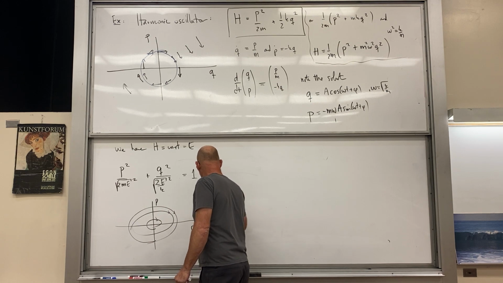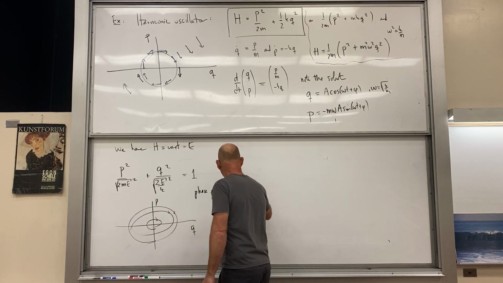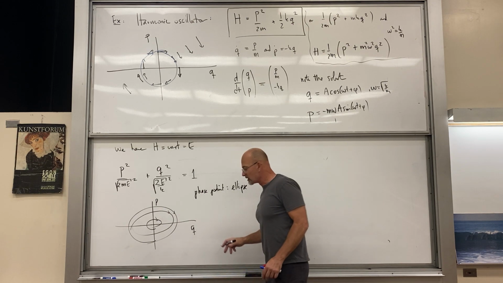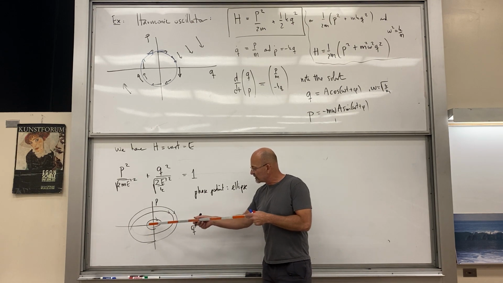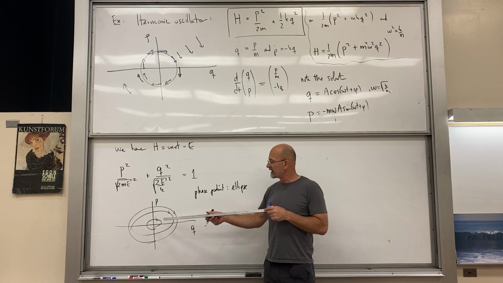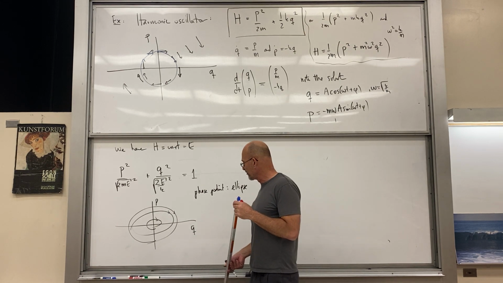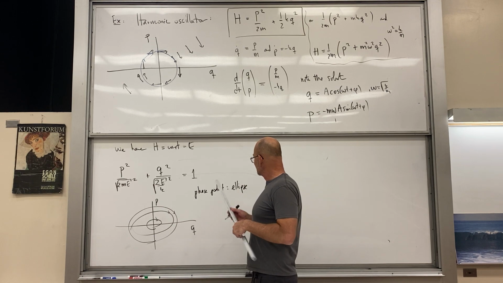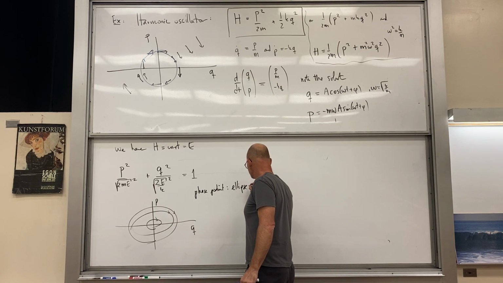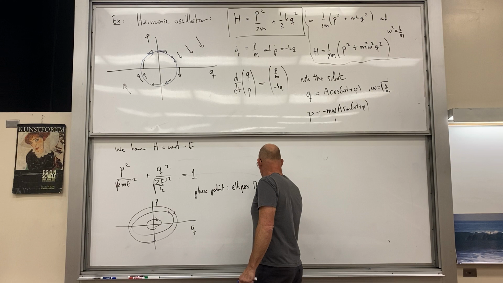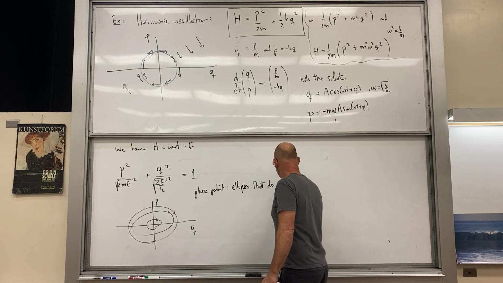Phase portrait, ellipse, and there's a whole family of them. They're concentric. They do not overlap. I mean, they do not cross. They do not intersect. That's what I want to say. Ellipses that do not intersect.